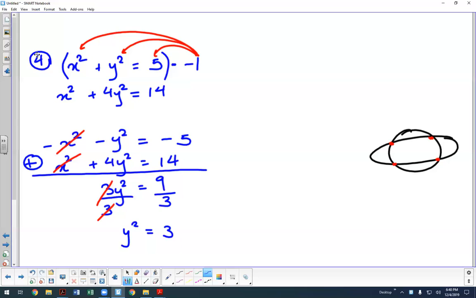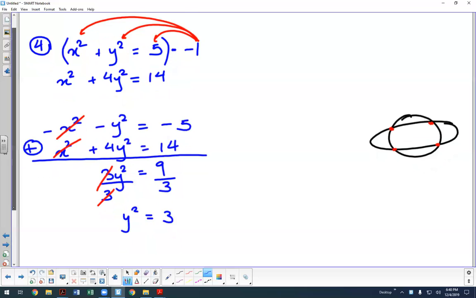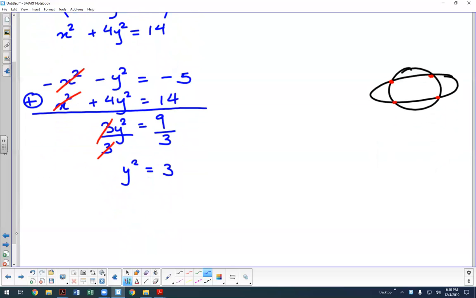So what do you think the value of y is going to be if y squared equals 3? Yeah. So we end up taking the square root on both sides to get rid of our square. And remember, anytime we take a square root, we get one positive and one negative root. So we end up getting plus or minus square root of 3. So 2 values for y. So for each of the values, we basically now need to calculate what the x is going to be.